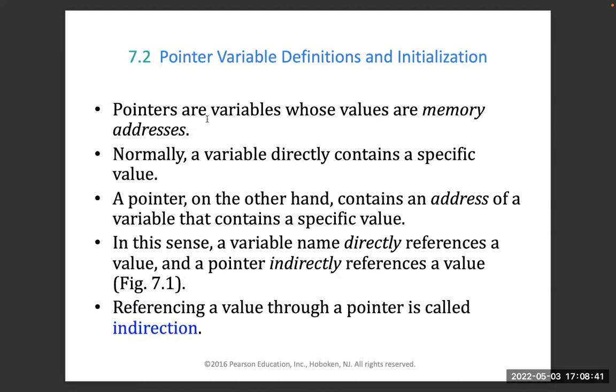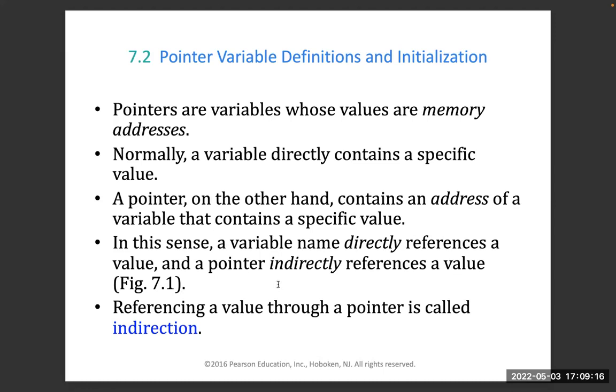So pointers are variables whose values are memory addresses. This means we can operate memory directly through pointers. Normally a variable directly contains a specific value. A pointer, on the other hand, contains the address of a variable that contains a specific value.